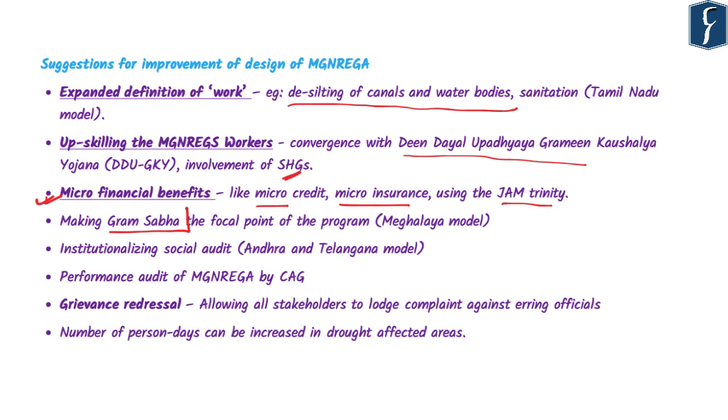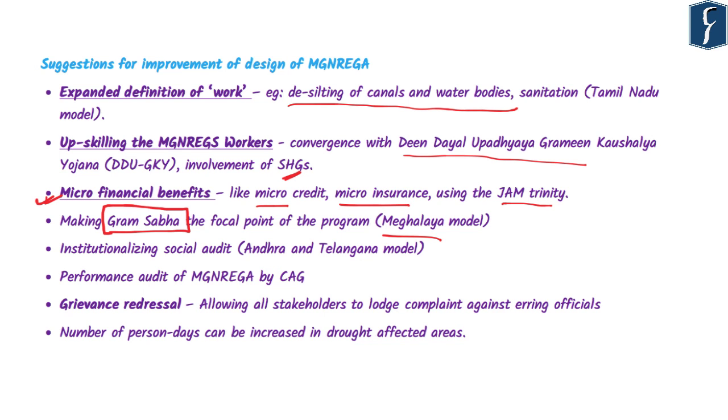Gram Sabha, as we saw in the beginning, although it has been made the central point in the implementation of the scheme, is most of the time marginalized and sidelined by the district administration or the state government. But in this regard, Meghalaya as a state has become a role model in giving an immense amount of power to the Gram Sabha in implementation of the scheme. This can also be considered by the Ministry of Rural Development to improve the scheme.